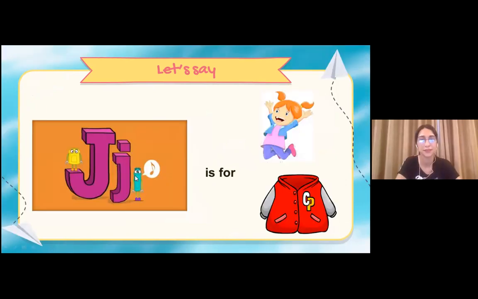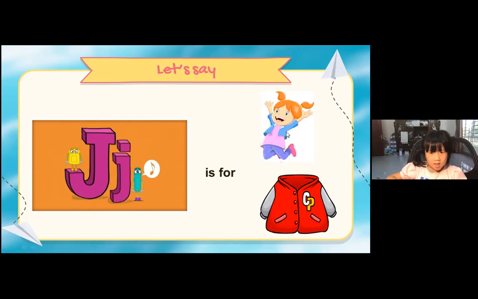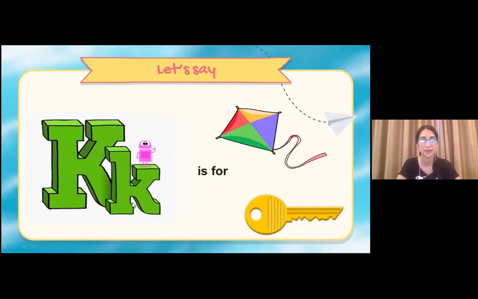What letter is it? Letter J. J is for jump. J is for target. Good. What letter is it? What is it, Zizi?